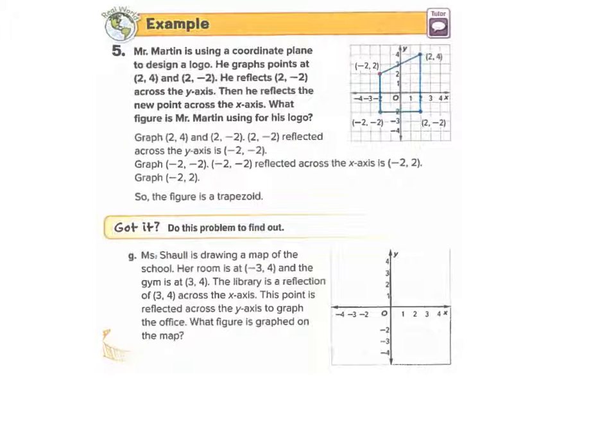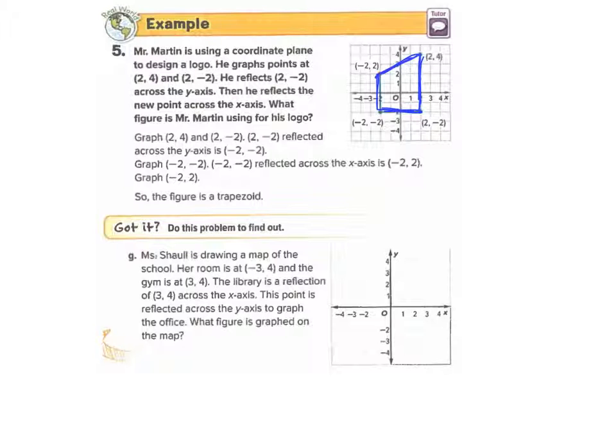Last piece. In example 5 here, you'll notice they plotted some points, did some reflections, and then looked at where they ended up. What kind of shape did they make out of those points when they were all done? You'll notice up here that they made a trapezoid out of their shape. So let's try one of these ourselves.